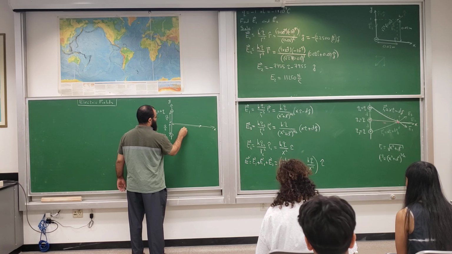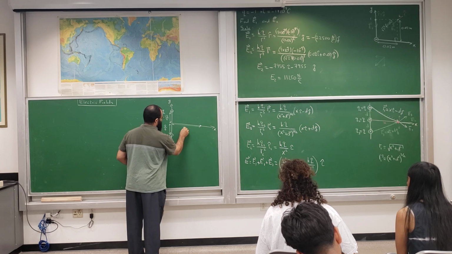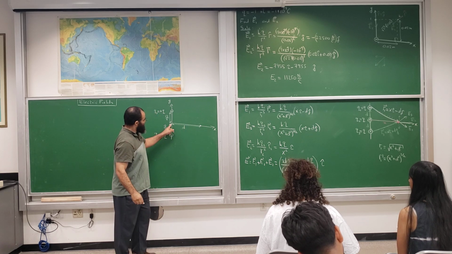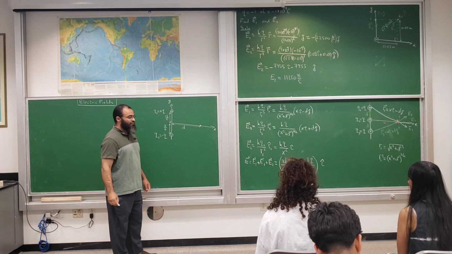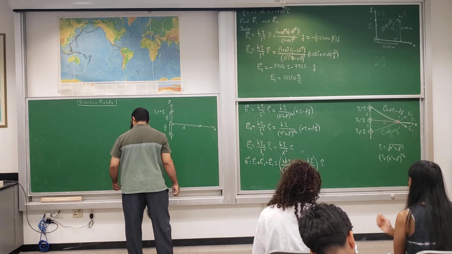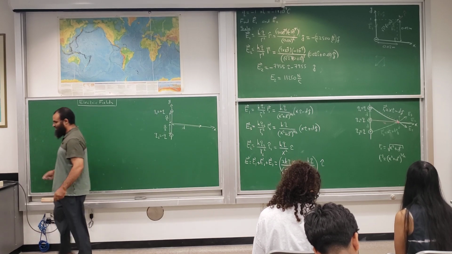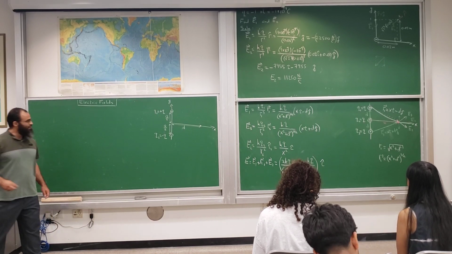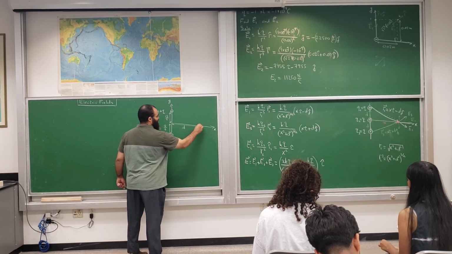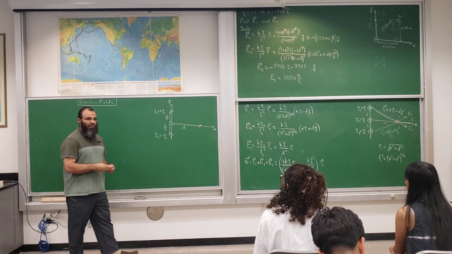And then we would like to find the electric field here at the distance, let's say, D. Distance from here to here is D. So what's the electric field at this point here? And let's give it a color. So it becomes the red one. What's the total electric field at the red point?